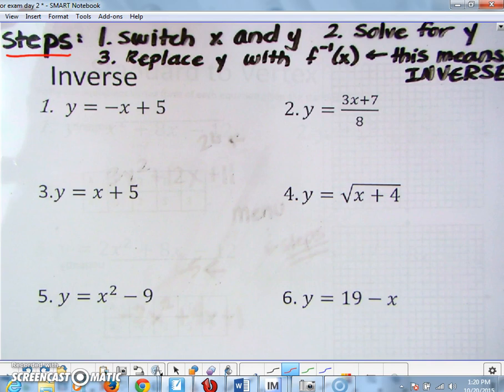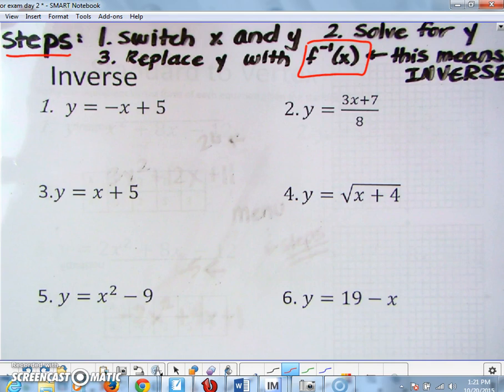Okay, there's 3 steps. The first step is to switch x and y, second step is to solve for y, and the third step is to replace y with f inverse of x. This symbol, f to the negative 1, means inverse. Okay, so let's see what that looks like.